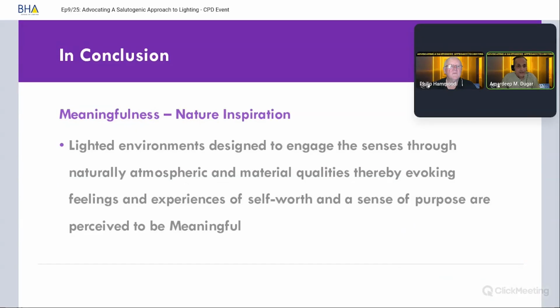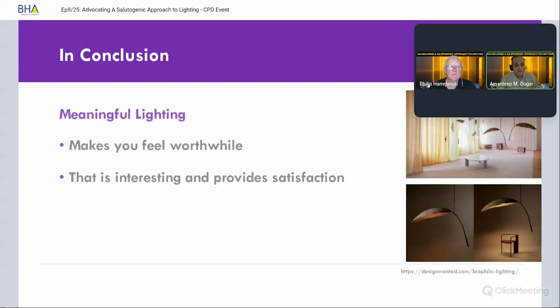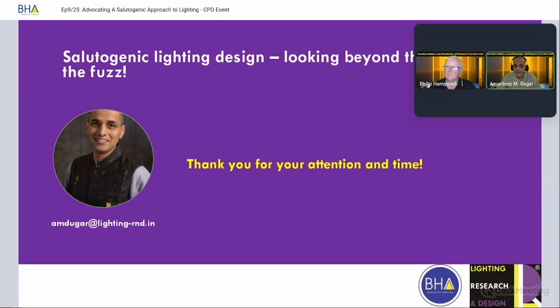And finally, meaningfulness and nature inspiration. Lighted environments that are designed to engage the senses through naturally atmospheric and material qualities, thereby evoking feelings and experience of self-worth and a sense of purpose, are perceived to be meaningful. So in short, meaningful lighting makes you feel worthwhile, is interesting and provides satisfaction. And that's where bringing these connotations of nature really helps, because nature is something which really starts bringing these things of meaning. With that, I would conclude my presentation.